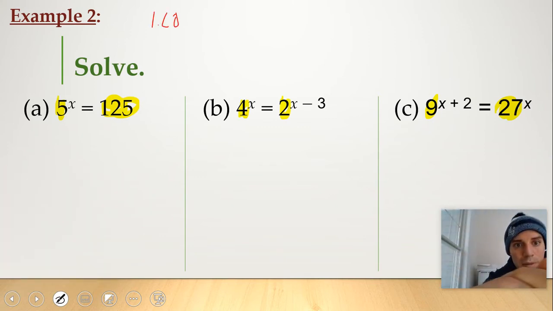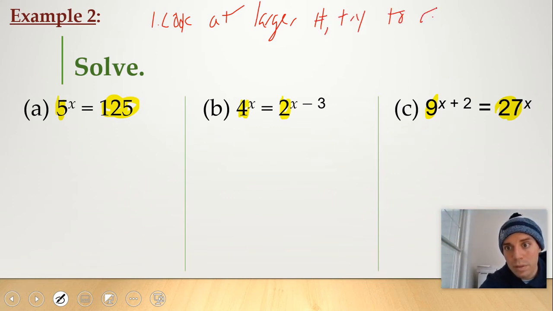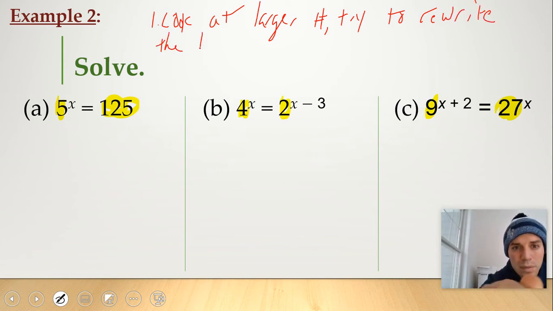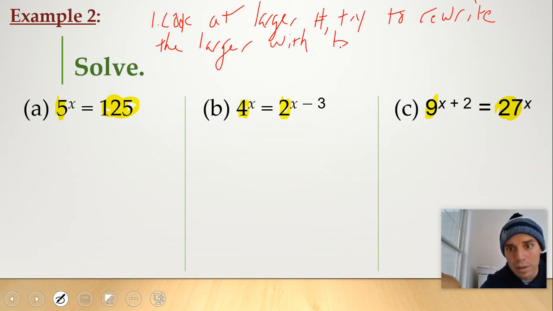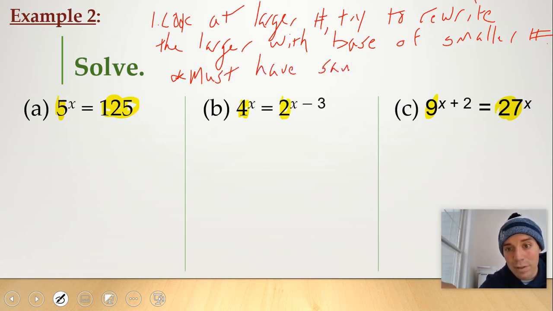So we're looking at the larger number, and you want to try to rewrite the larger number with a base of the smaller number. The goal here is that you must have the same base. Sometimes you have to rewrite both of them.